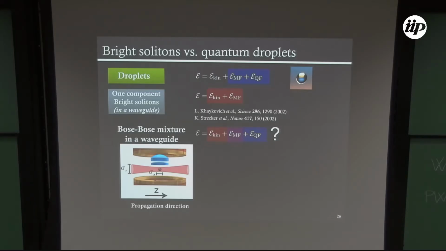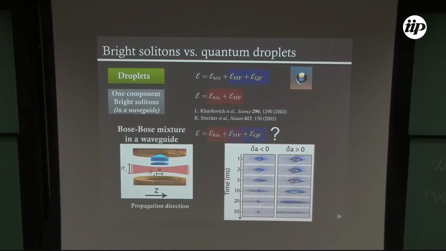So what we have done is the following experiment. We have placed our Bose-Bose mixture in the same magnetic window and using the same imaging technique that I explained before, in an optical waveguide. Here, I refer to quasi-one-dimensional physics in the sense that we constrain just the transversal degrees of freedom, but the longitudinal degree of freedom is free to expand. And this is what we have observed.